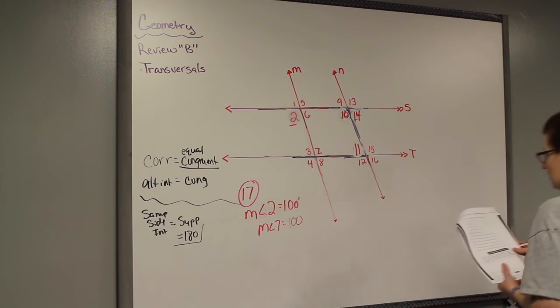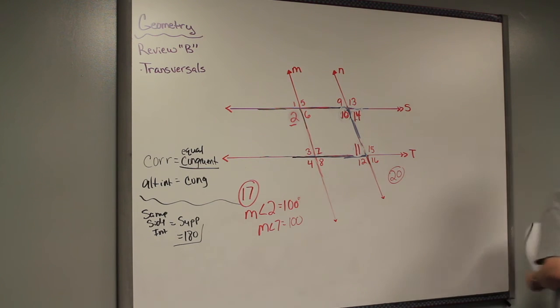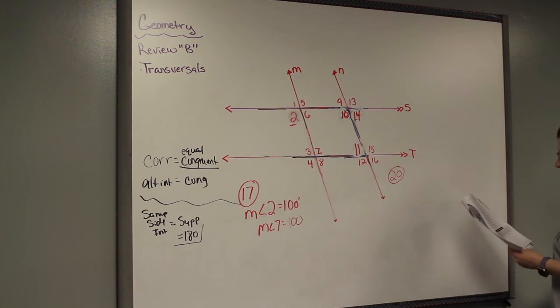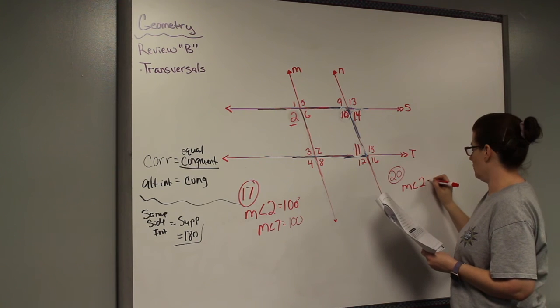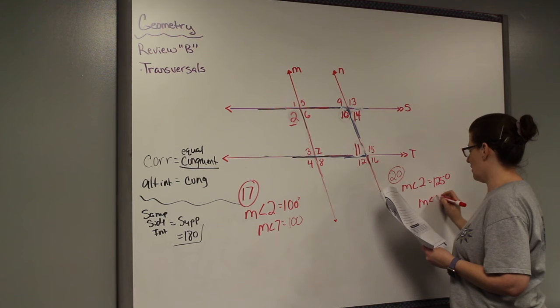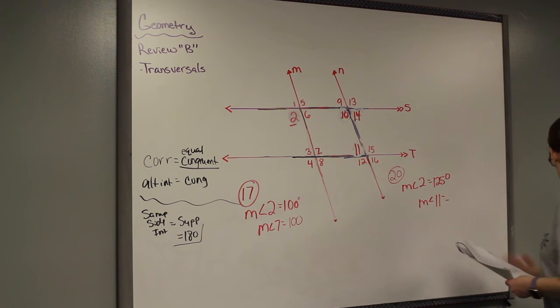Now when we look at problem 20, my board is still wet. When you look at problem 20, it says the measure of angle 2 is 125. What is the measure of angle 11? Okay, so this one takes a little bit of thought, and that's why I picked it. I wanted to walk you through it.